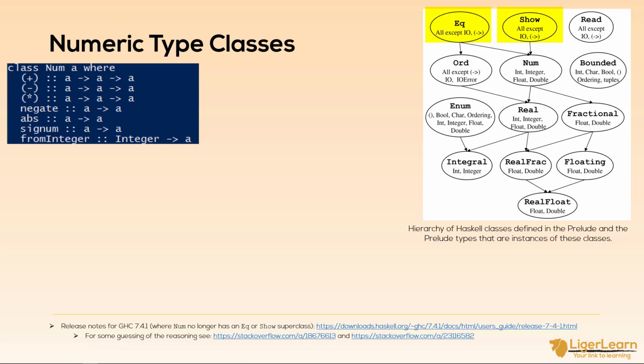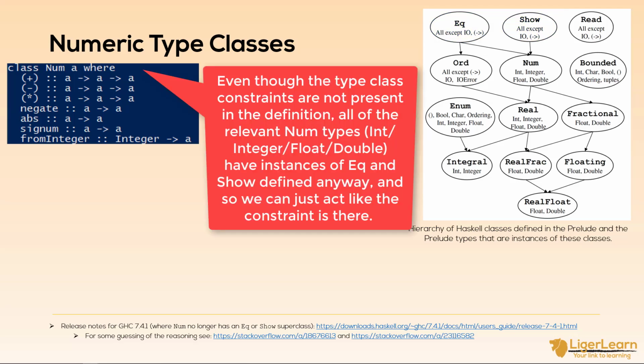But if we look at Eq and Show in the type class hierarchy, we can see that all types except IO and the weird arrow type, which I said we can ignore, define instances. So even though the type class constraint is not present in the type class definition, the types that implement the Num type class also implement the Eq and Show type classes. I'll show you how you can make the constraint explicit later in the module and effectively work around this. But for now, in most cases, we can just go ahead and act like the constraint is present.